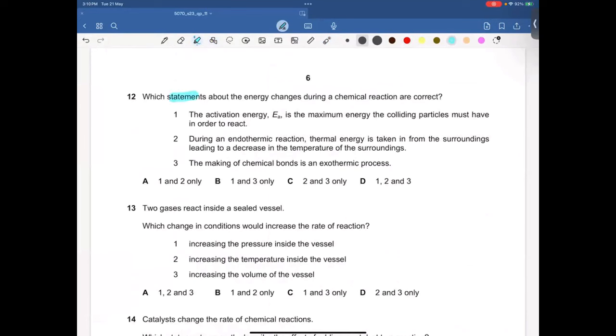Which statements about the energy changes during a chemical reaction are correct? 1. The activation energy is the maximum energy the colliding particles must have in order to react. That's an incorrect statement, because activation energy is basically the minimum amount of energy, right? So the first statement is absolutely incorrect.